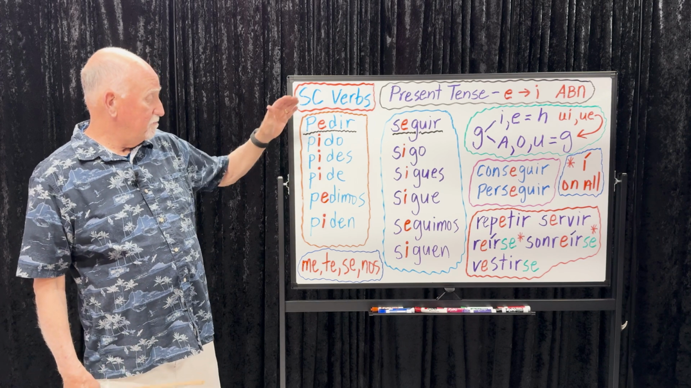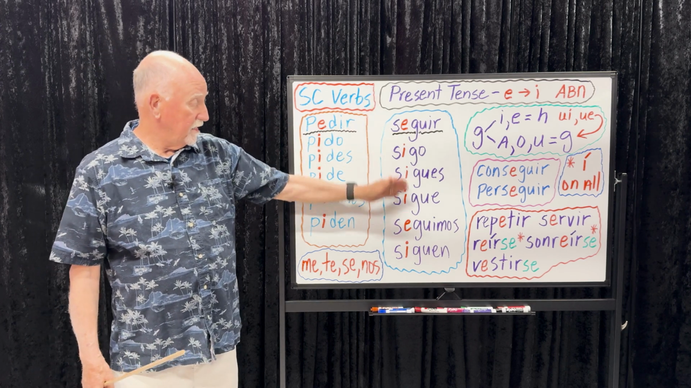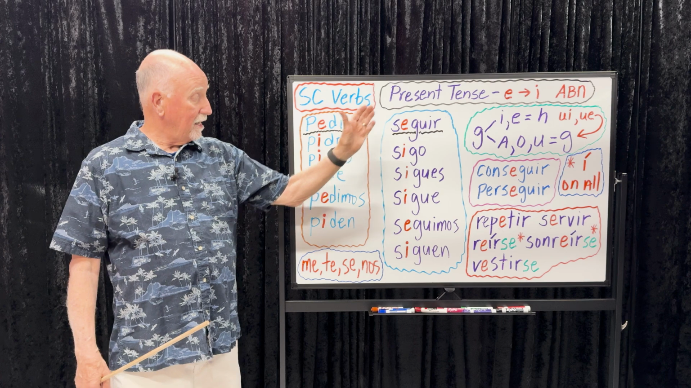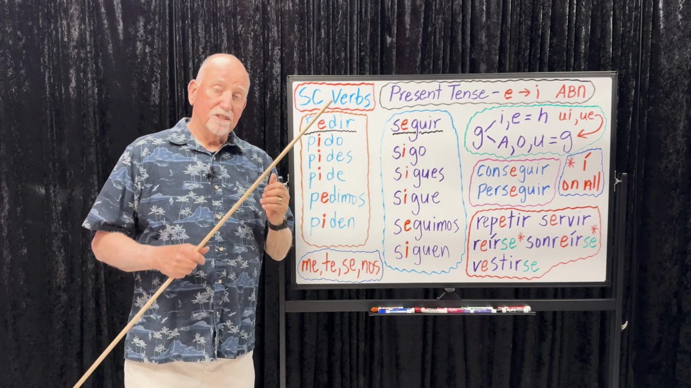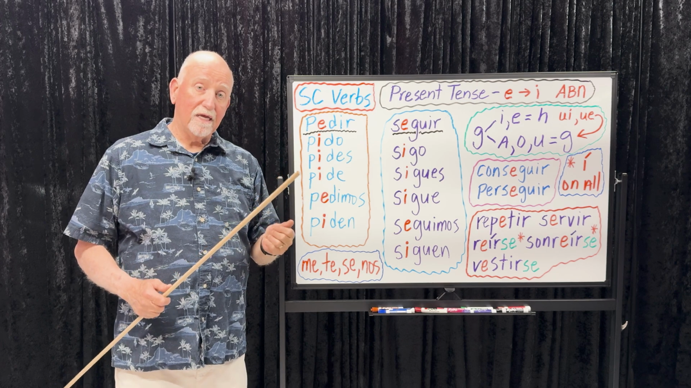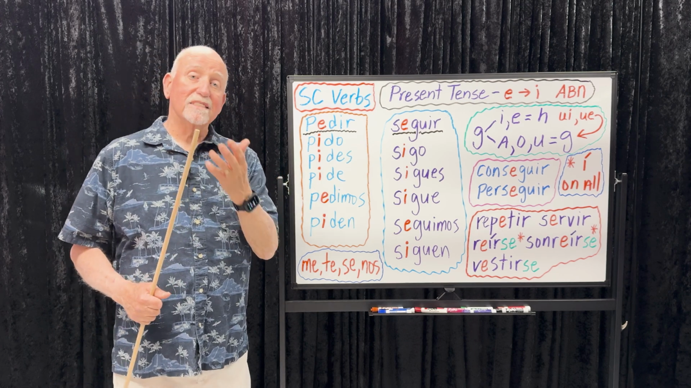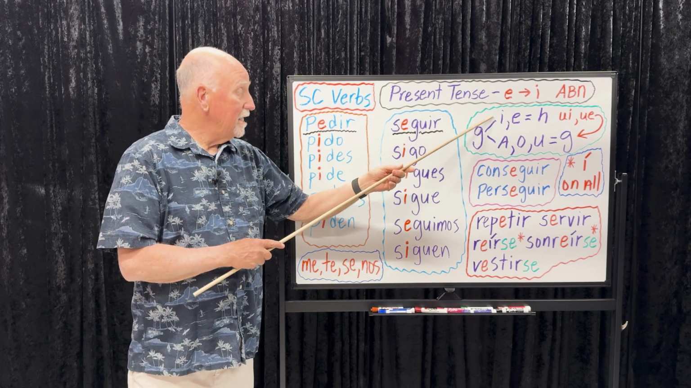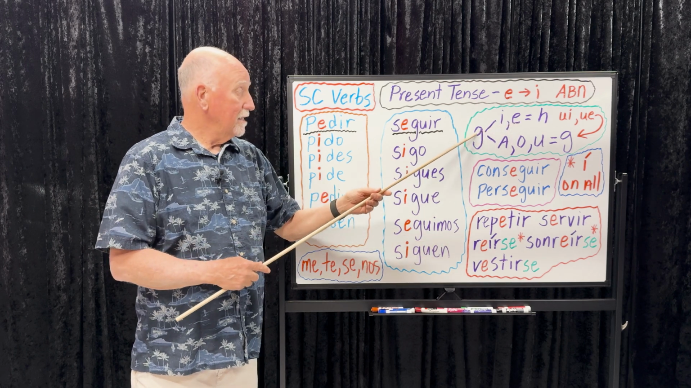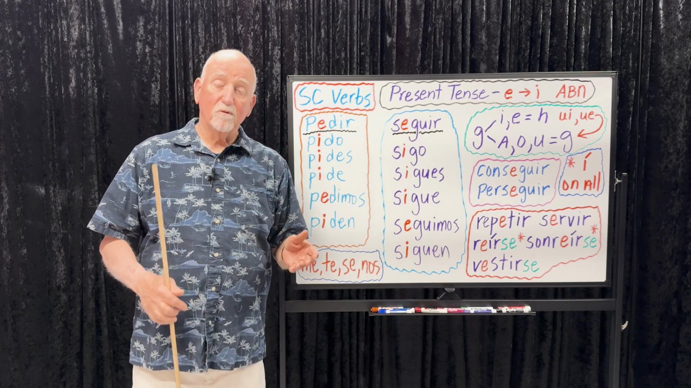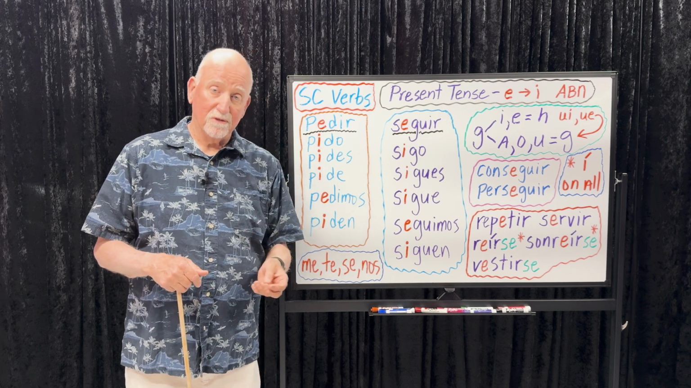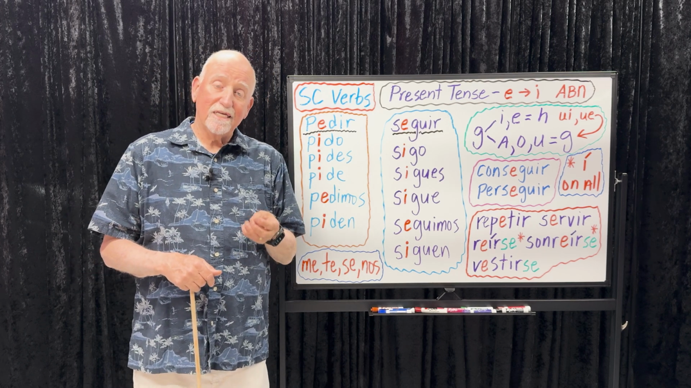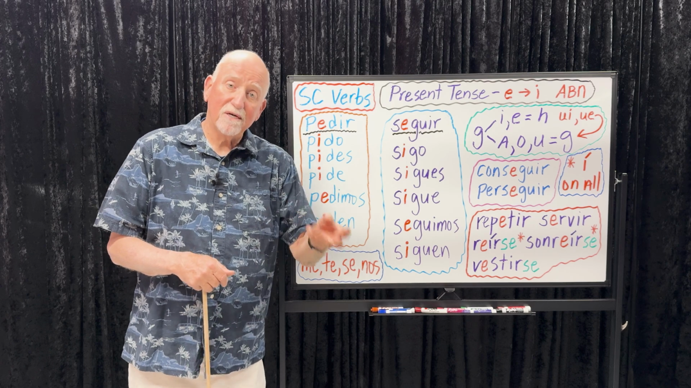All right, so we've done pedir. We've done seguir. We understand that they go from E to I in all but nosotros. Let's take a look at the G again. The G, when it's followed by an I or an E, is pronounced like the H sound. It's like he, hey, like the name Gilbert. In Spanish, it's Gilberto. G-I-L is Gil, Gilberto, right?